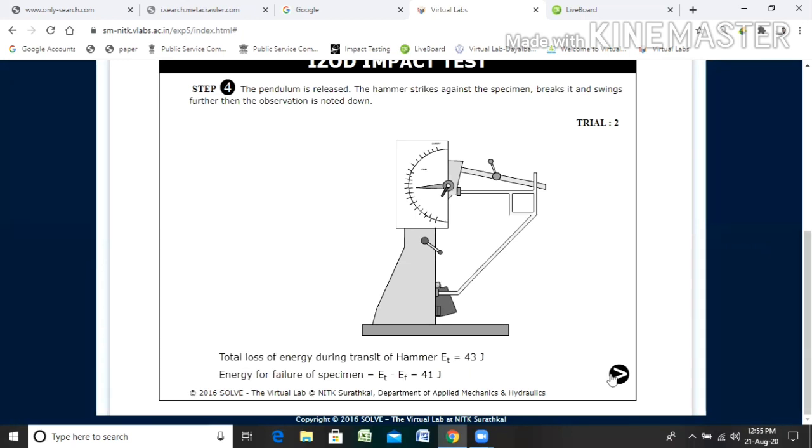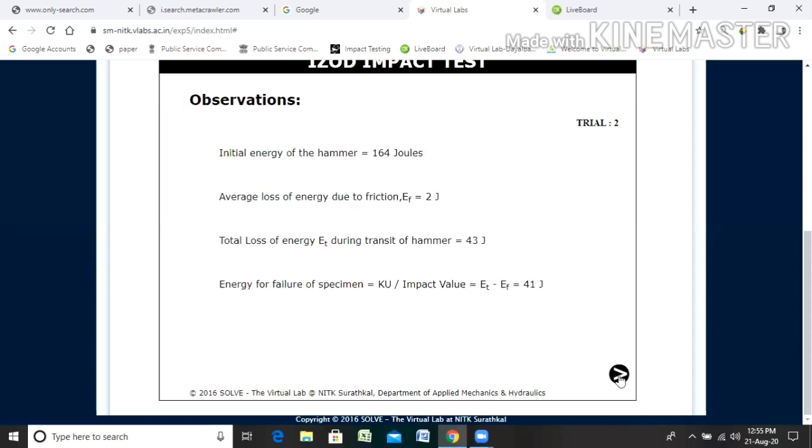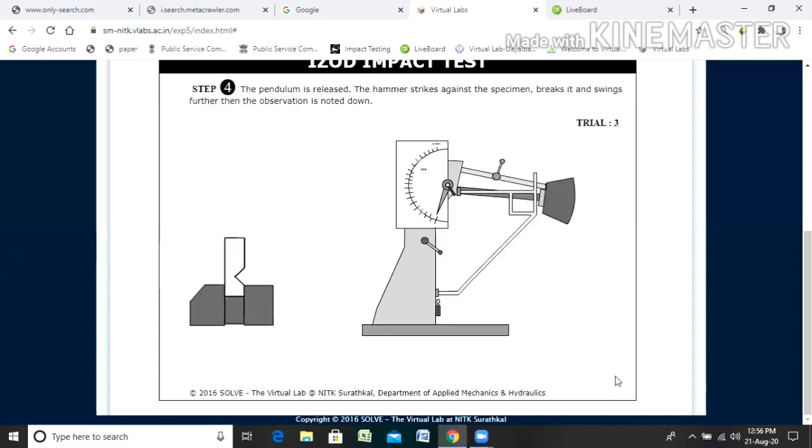Again, I have subtracted this 2 joule, the loss of energy due to friction, from the total energy, and thereby I am getting the energy for failure of the specimen, that is 41 joule. So this is the observation after the second trial. The initial energy of the hammer is 164 joule, the average loss of energy due to friction is 2 joule, and the total energy during the transit of the hammer is 43 joule. Therefore, 43 minus 2, that is 41 joule, is the energy for failure of the specimen.